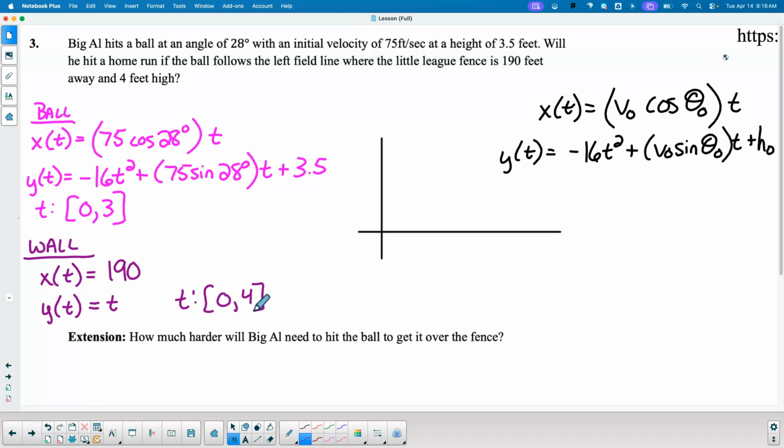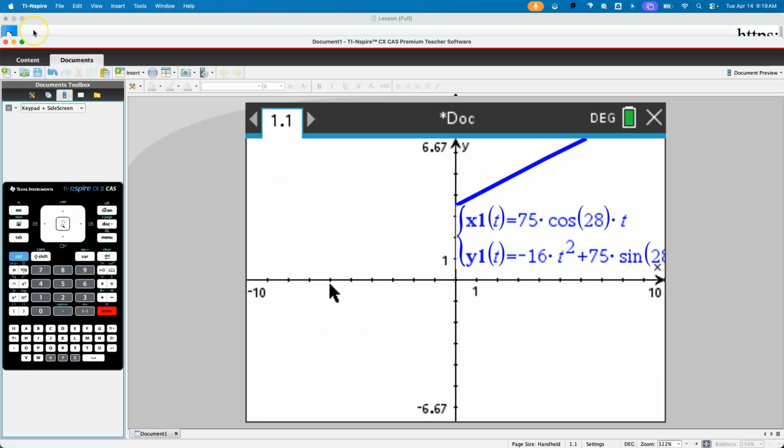Okay? So at this time, input that into your graphing calculator and tell me if Big Al hit a dinger or not. So when I type mine in, I get this. Can't see it, so we got to adjust our window. Okay? So let's adjust our window.